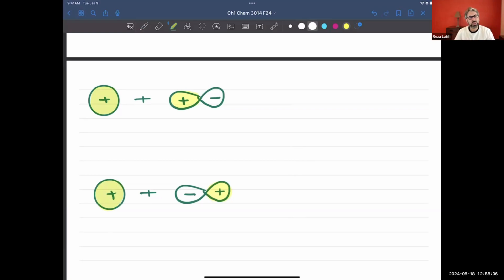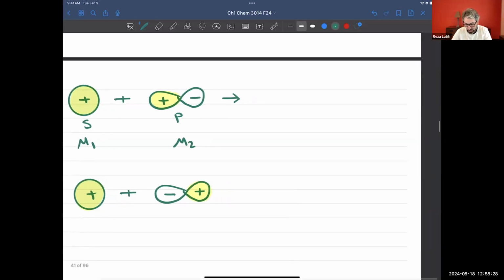So when I add an S orbital, or hydrogen orbital, for example, to a P orbital, if the interaction is head-to-head and they are reaching in phase, you will get interaction between them, and that's going to be a bonding interaction. So this is M1, the first element, and that's M2, the second element. M1 will be attached to M2 through a sigma interaction, similar to the previous one. We're going to have two electrons in it, one pointing up and the second one pointing down.